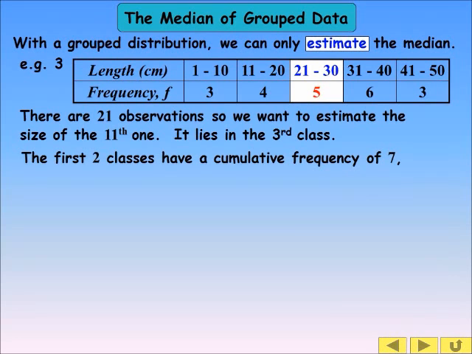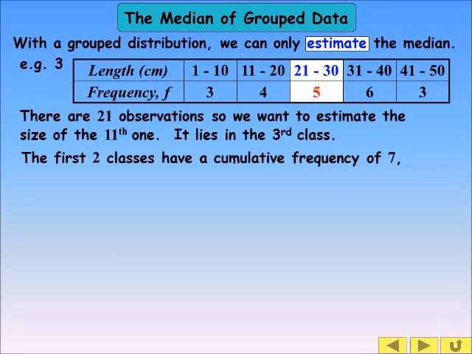Now we know the 11th is in the third column, the class 21 to 30. Why? Because the cumulative frequency in the first column is 3, in the second column is 3 plus 4, and in the third is 3 plus 4 plus 5.